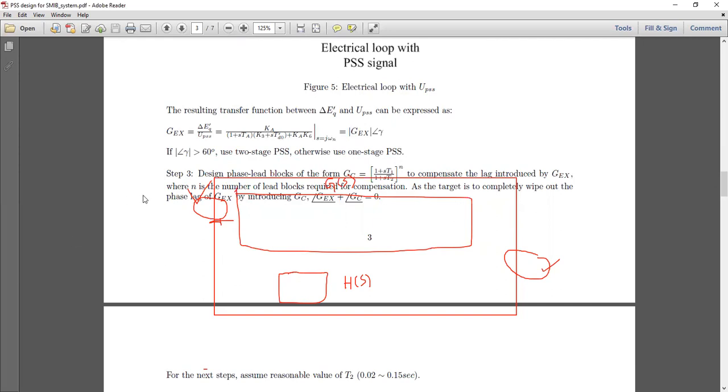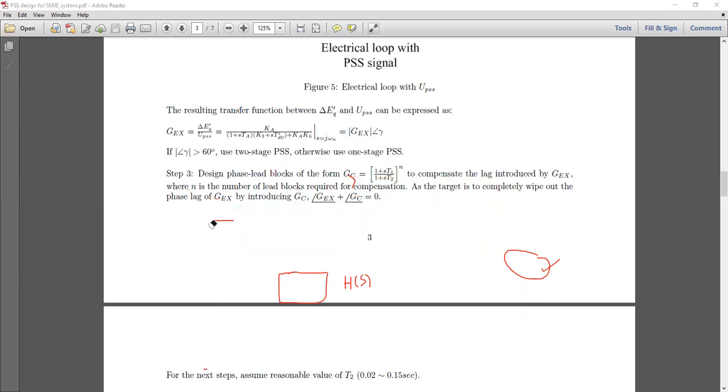And you can derive it pretty easily: G of S over 1 plus G of S, H of S. That is done, and we get the transfer function here. We call this the transfer function for the exciter, just a name, GEX, G sub EX. But the transfer function is between the output del EQ dash and the input signal that is to be designed, that is UPSS, and this is the transfer function.